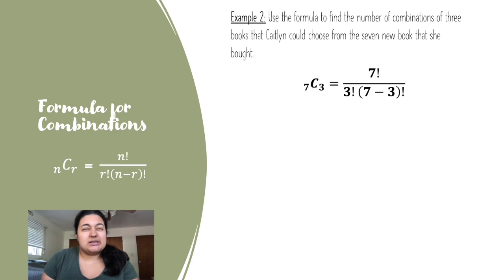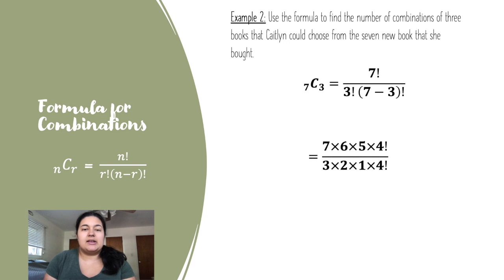Our next step is to simplify. Okay, so I went ahead and I wrote it out as 7 times 6 times 5 times 4 factorial. Why did I stop at 4 factorial? Because I see it again on the bottom. And if I don't have to write that all out, then I won't. I'm going to try to cancel it. So I expanded that 3 factorial to 3 times 2 times 1 times that 4 factorial. We're going to cancel that 4 factorial on the top and bottom.